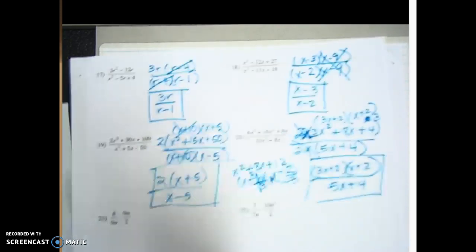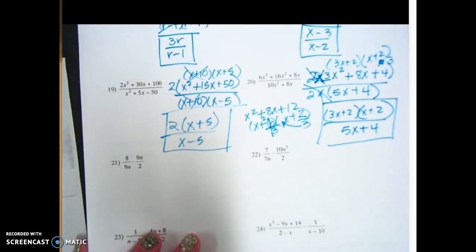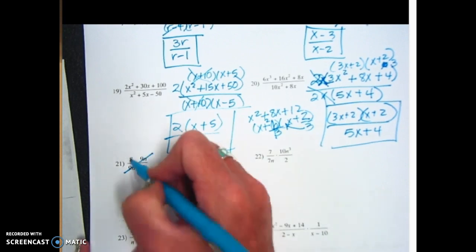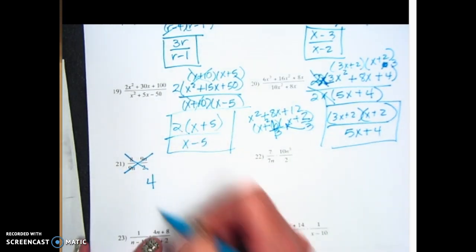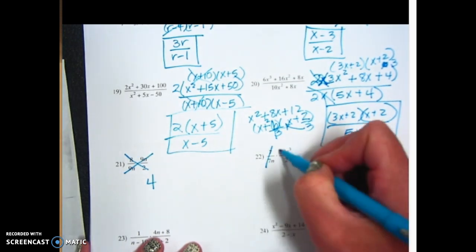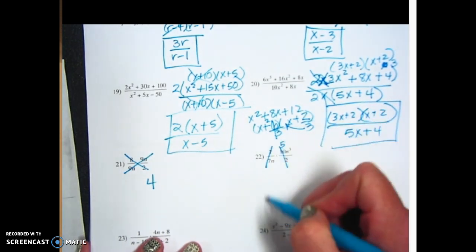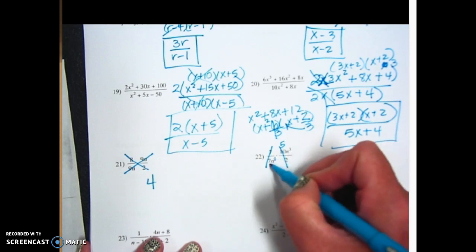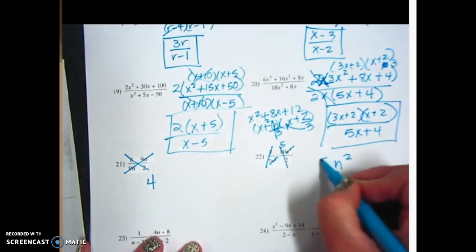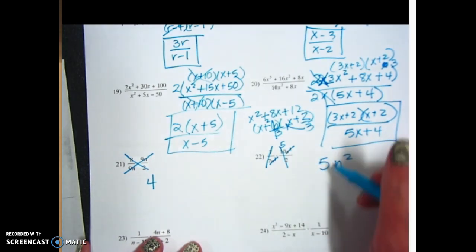Bummer. All right, 21. I see some reducing. Obviously, the 9n's gone. 2 goes into 8 4 times. Way too easy. Number 22, the 7's cancel. 2 goes into 10 5 times. N to the first cancels, and n to the third becomes n to the second. And there's a 5, so 5n squared. Done.